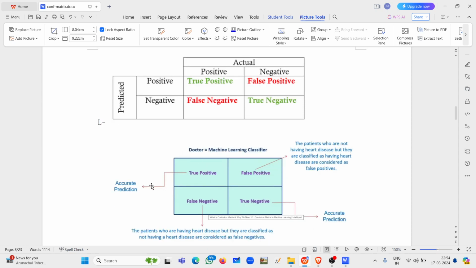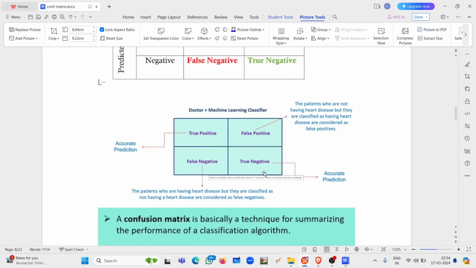So true positive is the correct prediction, and true negative is also a correct prediction. In case of false positive, what happens? Suppose you are going for heart disease. The patient is not having heart disease, but the system is predicting that the patient has heart disease. So it is called a false positive. Similarly, for false negative, the patient is actually having heart disease, but the system is predicting negative. So this is called false negative, right?